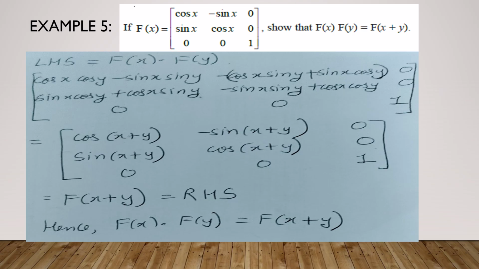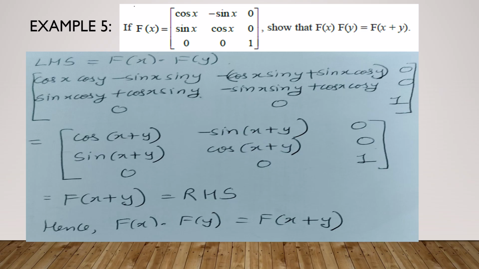Again I am telling you, to get the multiplication of two matrices, take the row from the first matrix and the column from the second matrix. Correct? So if you do the calculations, you will be getting the matrix f of x into f of y as shown over here. So first term is cos x cos y minus sin x sin y. But you know that is the formula for cos of x plus y.